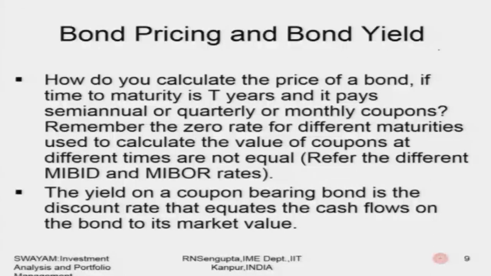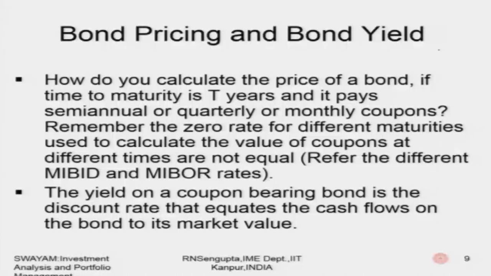So, remember the zero rates for different maturities, used to calculate the value of the coupons at different points of time, are not equal. If you remember the last slide, where we considered the MIBOR, for the same duration and at the same time there was a difference. This is exactly what it says. The zero rate for different maturities would be different depending on the need. Need means the demand and supply.